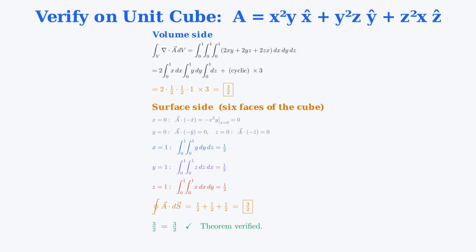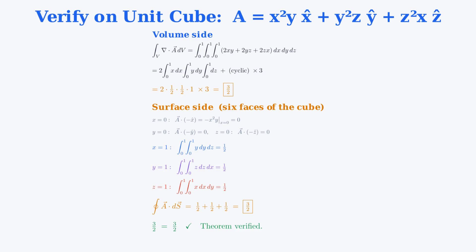Now the surface side. The cube has 6 faces. We hit each one. On the face x equals 0, the outward normal is minus x hat, and A dot minus x hat equals minus Ax, equals minus x squared y, which is 0 on the face. So that face gives 0. By the same logic, the faces y equals 0 and z equals 0 each give 0. Only 3 faces are alive.